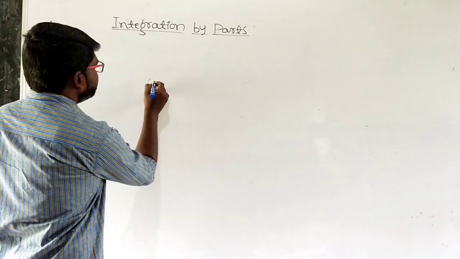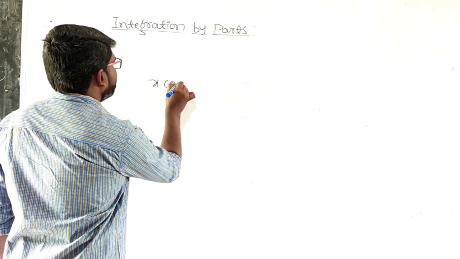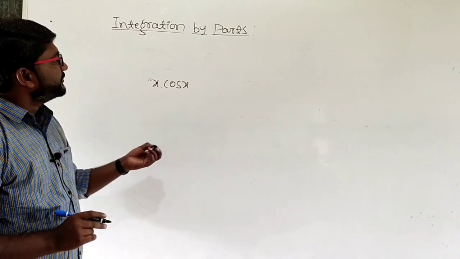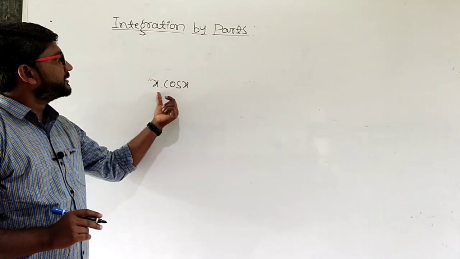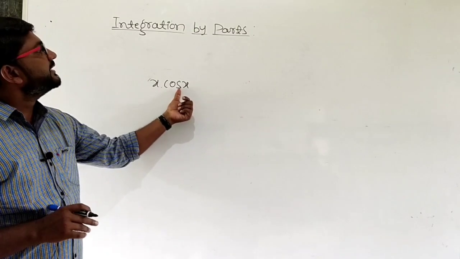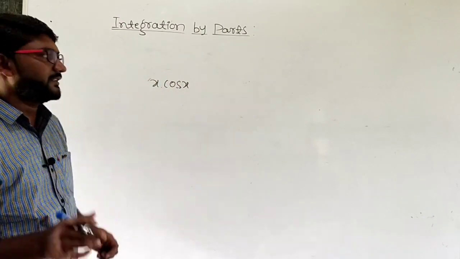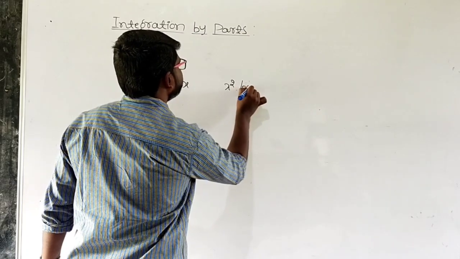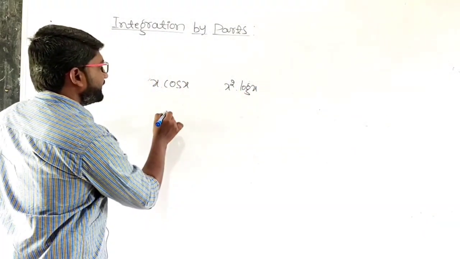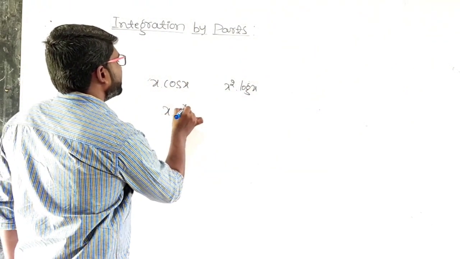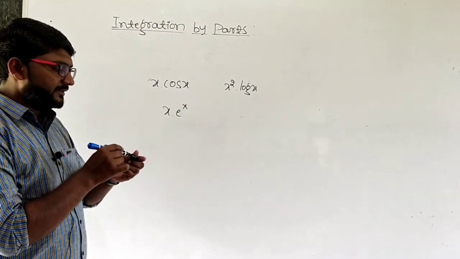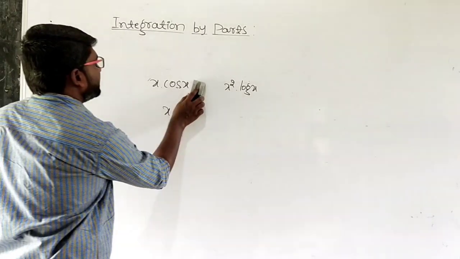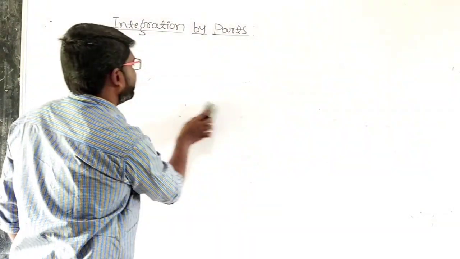For example, if the function is like x into cos x, to integrate the product of these two functions we have to make use of the by parts concept. Or else if we have x square into log x, or x into e power x, in all these cases we have to go for integration by parts. So for this we have the standard formula.